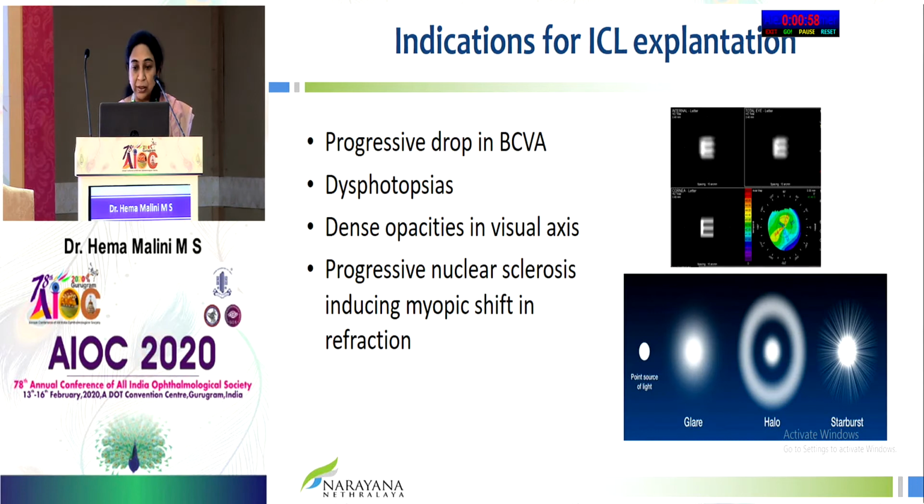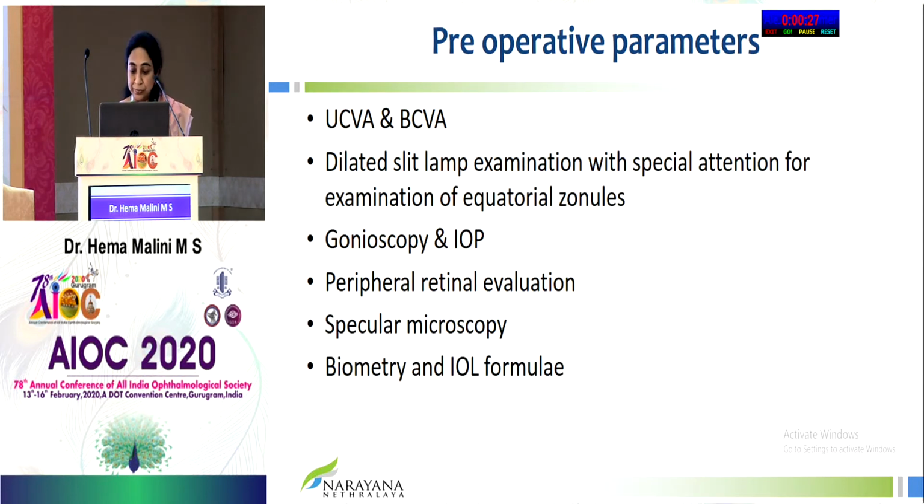So what are the indications when you need to explant these ICLs? Over a period of periodic follow-up, if you see there is progression in the lens opacities, a progressive drop in the best corrected visual acuity, if the patient has severe dysphotopsias, if the opacities are in the visual axis, or if there is progressive nuclear sclerosis inducing a myopic shift in refraction. So these are obvious indications for removal of the ICL followed by cataract surgery and IOL implantation.